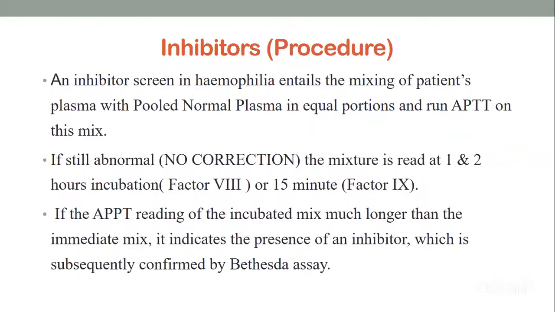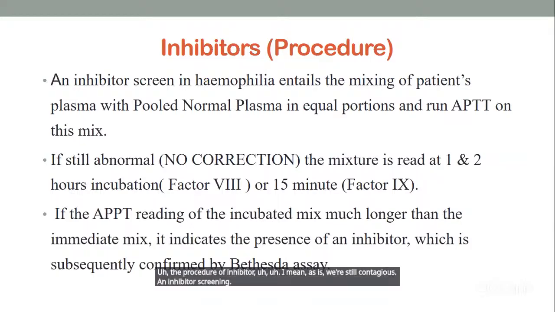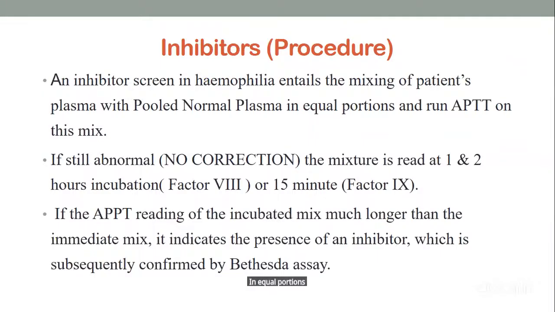The procedure of inhibitor assays continues. An inhibitor screen in hemophilia entails mixing the patient's plasma with pooled normal plasma in equal portions and running APTT on this mix. If still abnormal, with no correction, then the mixture is read again after incubation: 1 to 2 hours for factor 8, or 15 minutes for factor 9. Note the time. For factor 8, it's 1 to 2 hours. For factor 9, it is 15 minutes.